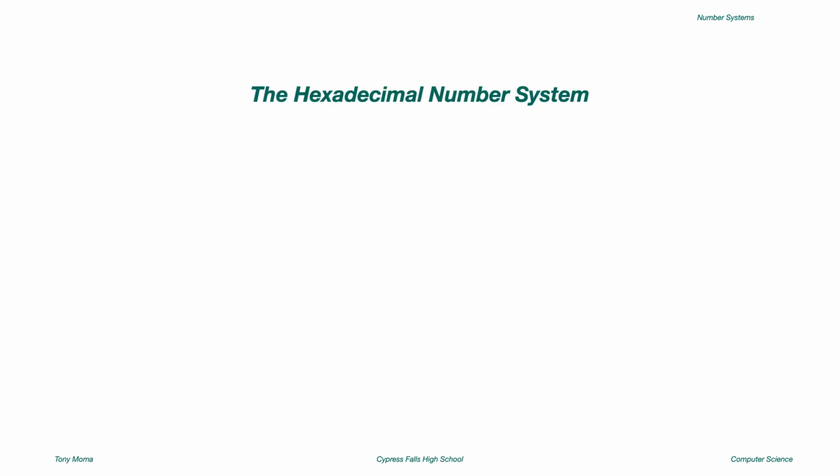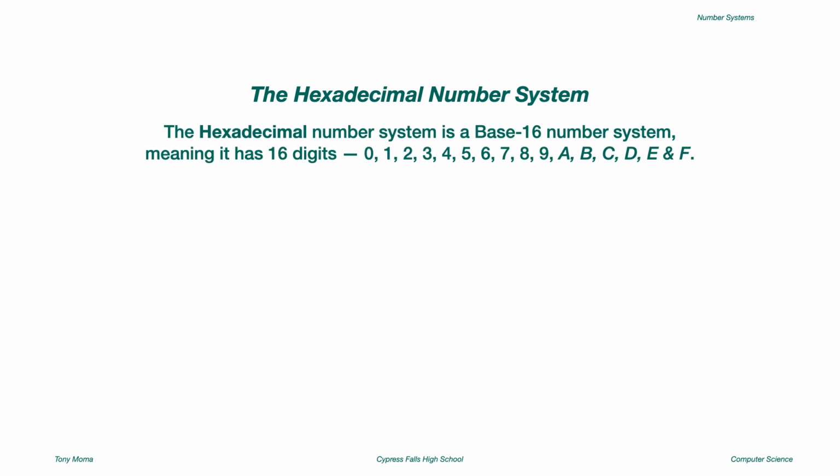The last number system we're going to discuss is the hexadecimal number system. The hexadecimal number system is a base 16 number system, meaning it has 16 digits: 0, 1, 2, 3, 4, 5, 6, 7, 8, 9, and the letters A, B, C, D, E, and F. Now you might be wondering, what do the letters mean? Well, the letter A represents 10, the letter B represents 11, the letter C represents 12, the letter D represents 13, the letter E represents 14, and the letter F represents 15.